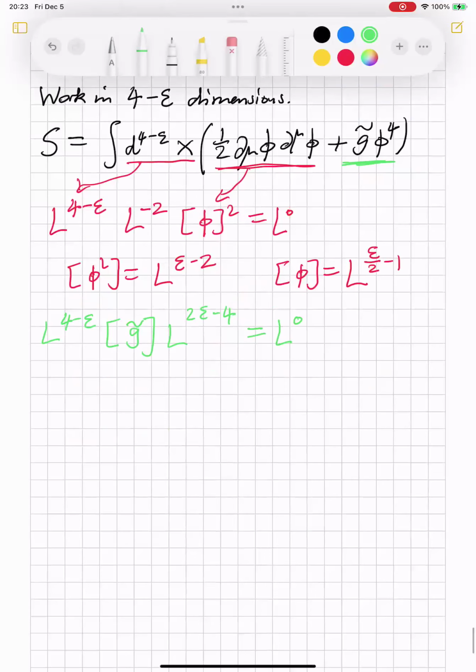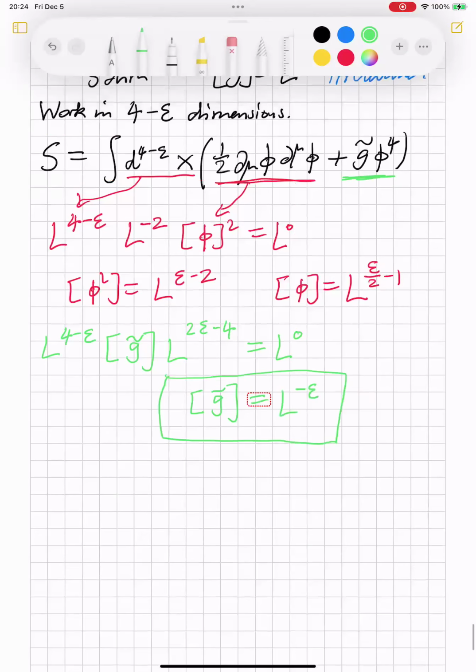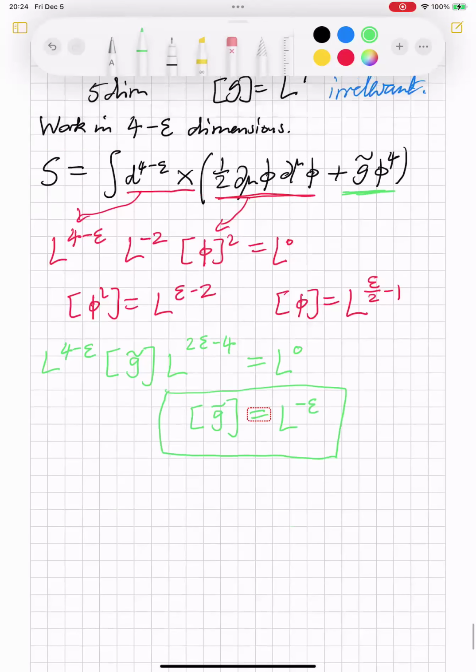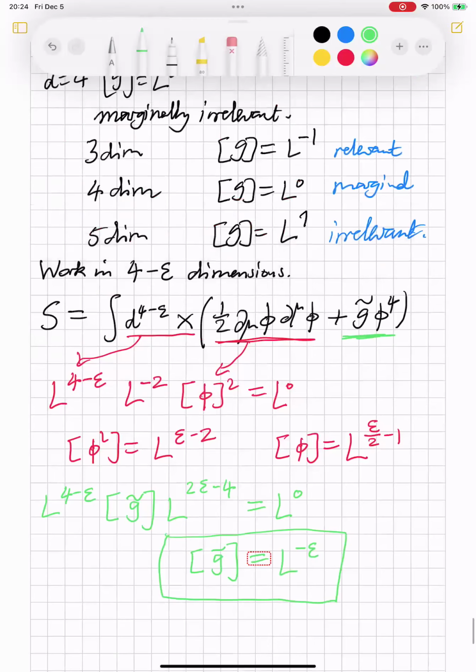So now solving, we very easily get that for the dimensions of g tilde, the plus 4 and the minus 4 cancel. The 2 epsilon minus epsilon gives us an epsilon. Take it over to the other side, and we've got a length to the minus epsilon. So now it's a negative length dimension. So dimensional analysis will make this coupling grow. And we can tune how much this coupling grows by changing epsilon. And if we pick epsilon just right, we can exactly cancel the effect of the interactions, which are trying to make the coupling smaller.